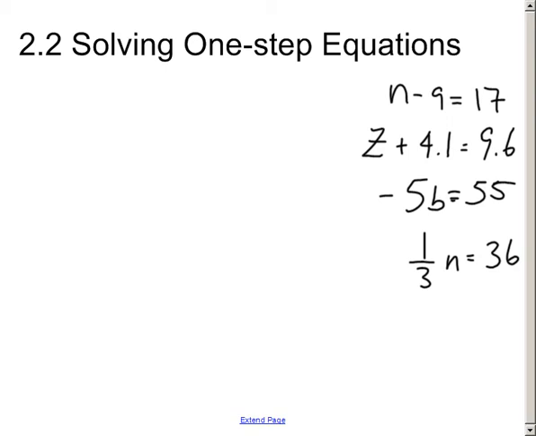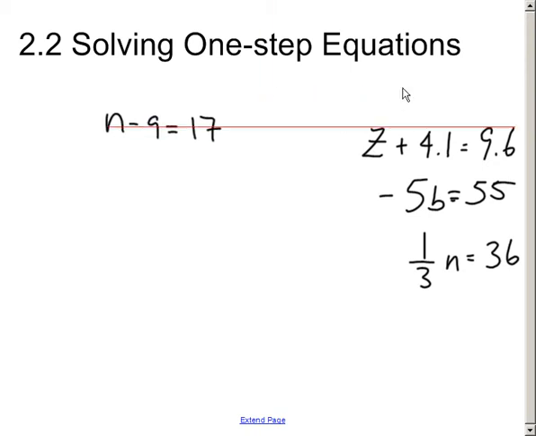Alright, today we're looking at solving one-step equations, and they're called this because it only takes one step to solve them. For an example, we have n minus 9 equals 17. The one step required, we need to collect like terms. So we want to get the 9 and the 17 on the same side of the equation. We're going to be doing a lot of that, collecting like terms.